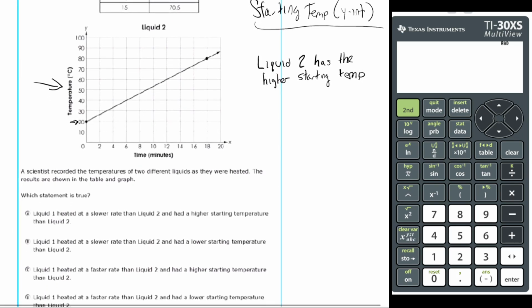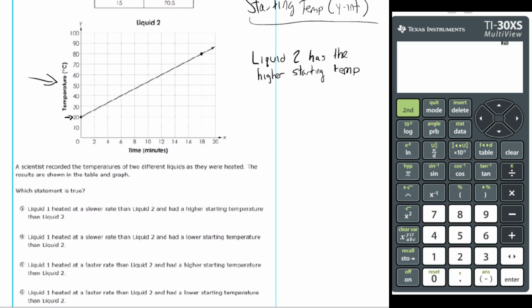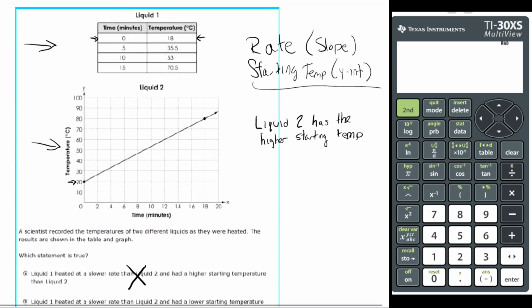So if liquid 2 had the higher starting temperature, that means that liquid 1 has the lower. So liquid 1 having the lower eliminates choice A and choice C. And just from looking 2 seconds at the graph and the table, we've eliminated half our choices. So now we've got to figure out our rate, our slope.